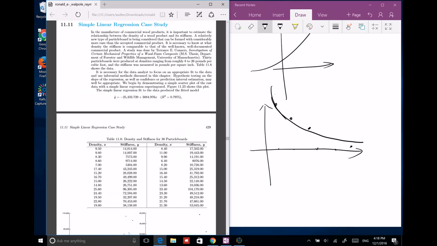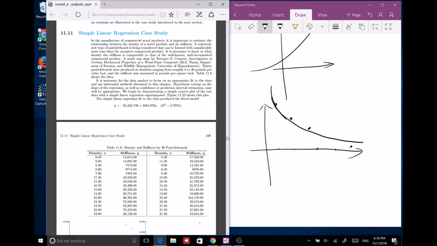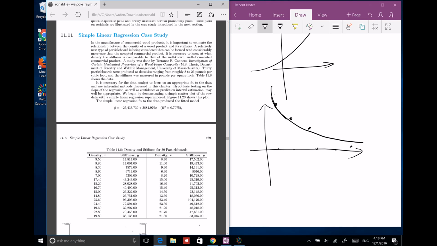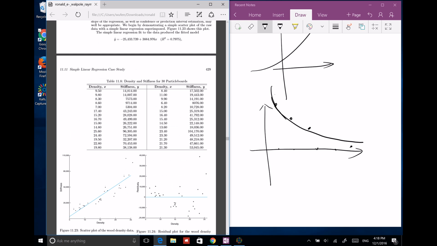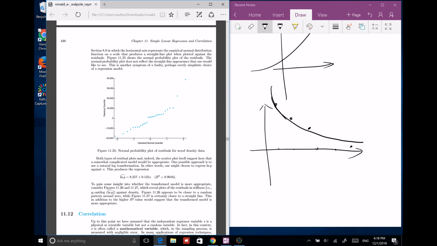Okay. So 11.11 is a simple linear regression case study. There is a project, project 2. You can refer to this one. I think you definitely can refer to this one for your project 2. You have the data. You can do the linear regression and give some presentation about what the data tells you.